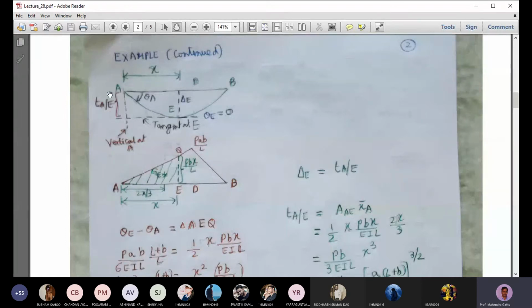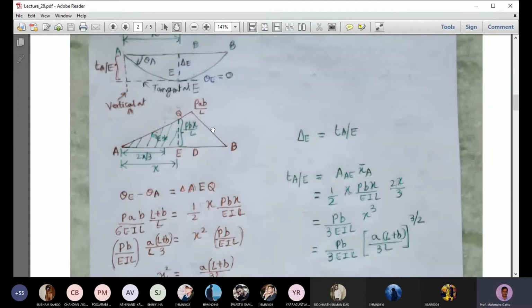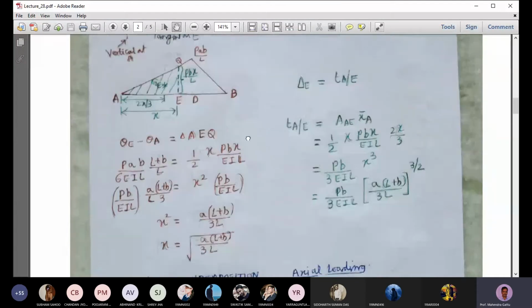So we are finding it to be at a distance x, and then we are doing that using the first theorem, that change in slope is equal to the area under the curve. From that we are getting the x value. Once we know the x value, we can apply the second moment area theorem and get the deflection delta E. So this is regarding the application of the moment area theorems.